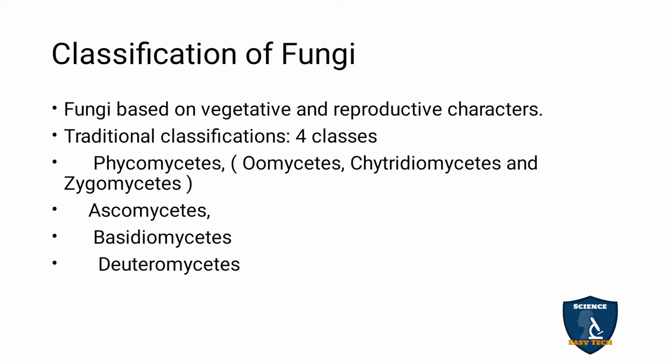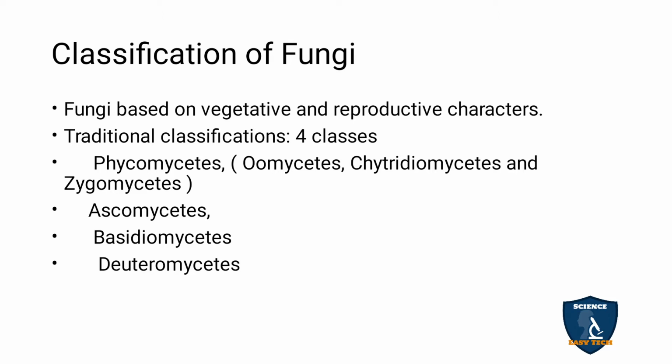So there is a traditional classification of fungi. It is classified into four classes: Phycomycetes, Ascomycetes, Basidiomycetes, Deuteromycetes. In Phycomycetes, the word phyco refers to the algae. So that means this class has an origin of algae. The fungi arise from algal origin.